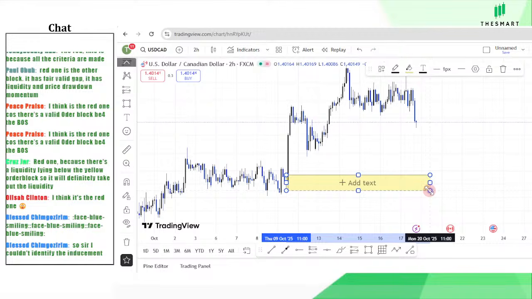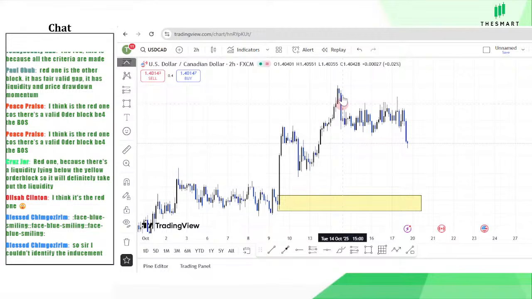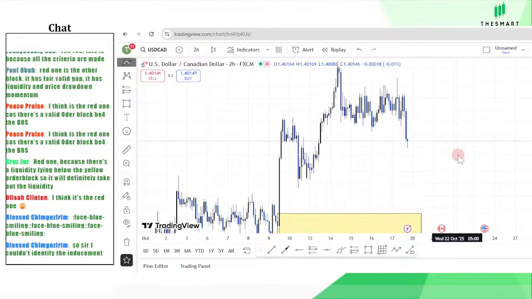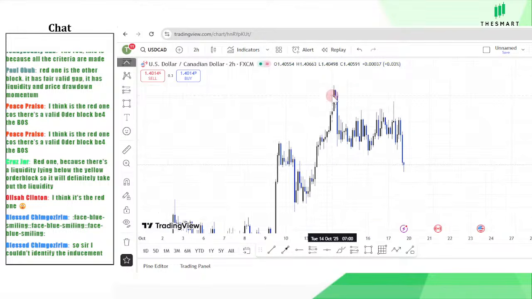Now, if you are marking a sell order block, it will be the last buy candle before the sell move. So let's just assume we have this as our order block here. This is the last buy candle before this sell, so your order block will start from this candle.